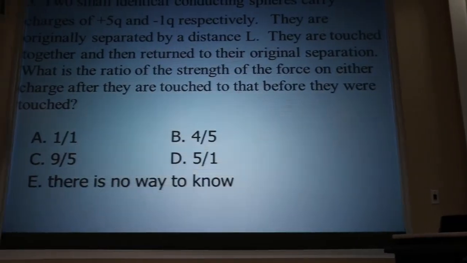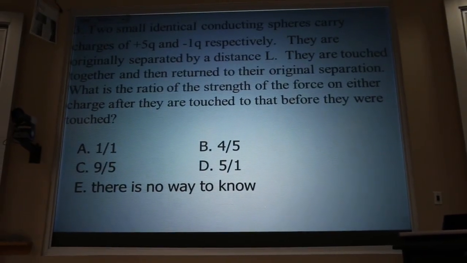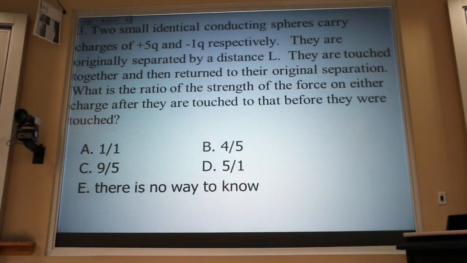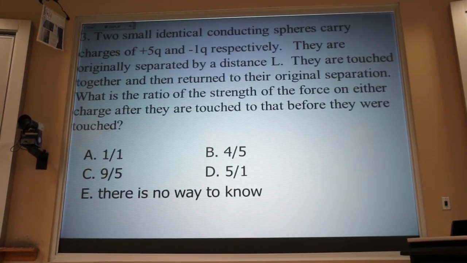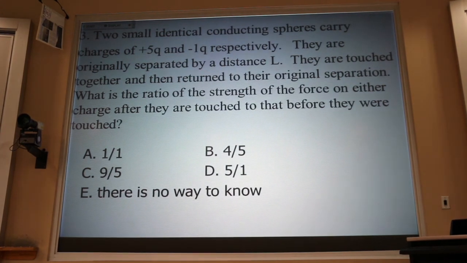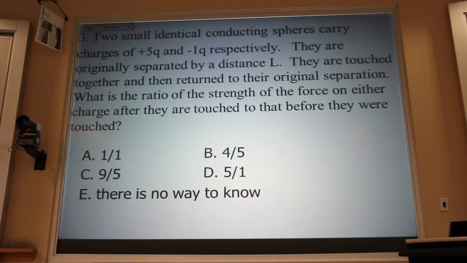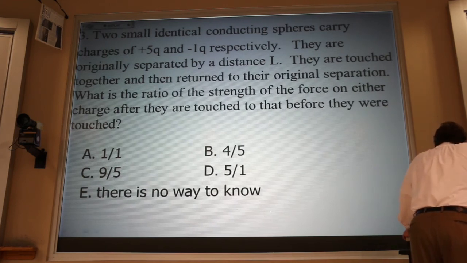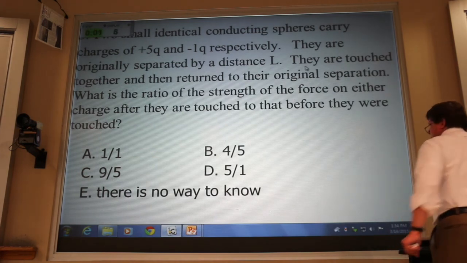Now, let's see, that one's similar. Let's try this one. Two small identical conducting spheres. One of them carries a charge of plus 5Q. The other one has a charge of minus 1Q. They're originally separated by a distance, capital L. I then bring them together and touch them. Remember, they're metal. And then I move them to their original separation of capital L. What is the ratio of the strength of the force on either charge after they are touched to what it was before they were touched? Okay? So, with your clicker, see if you can figure that out.